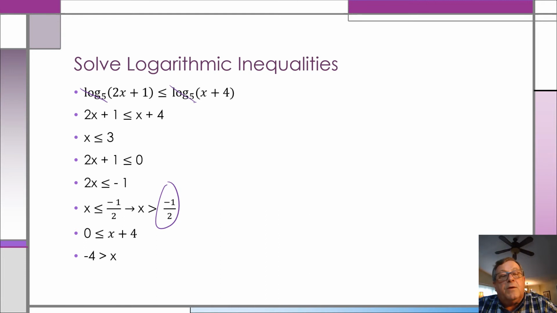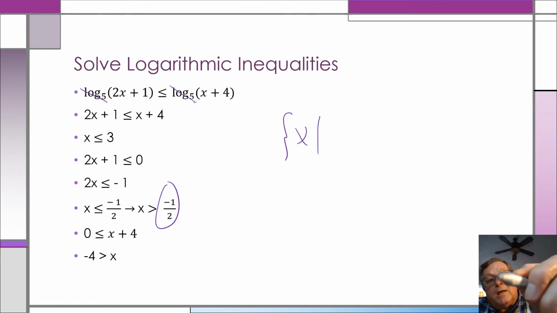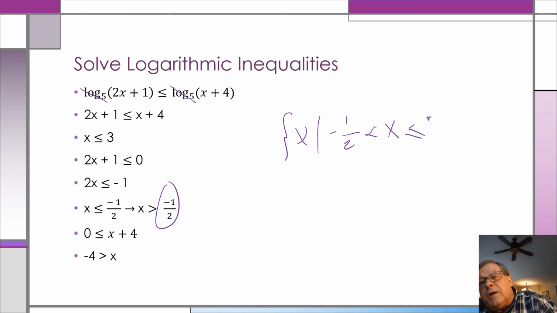Because 3, let's see, both of them would give me log base 5 of 7. So my final solution, we write this in set builder notation: x such that negative 1/2 is less than x, or x is greater than negative 1/2, and x is then less than or equal to 3. And that would be our final solution. How about that?